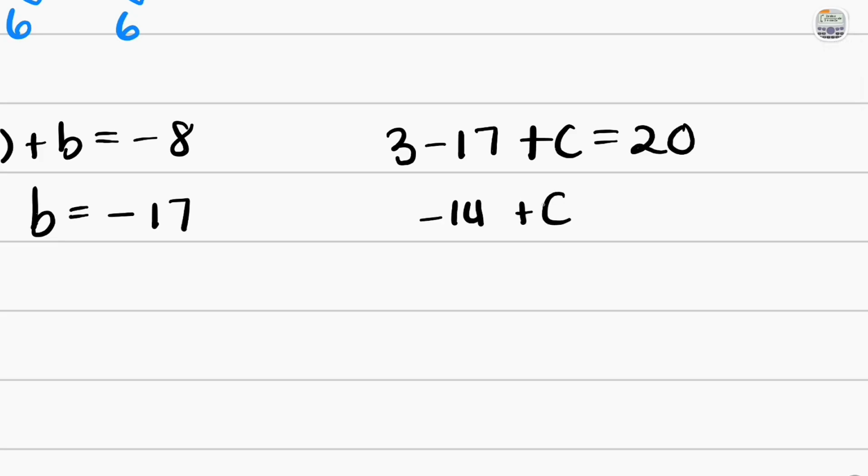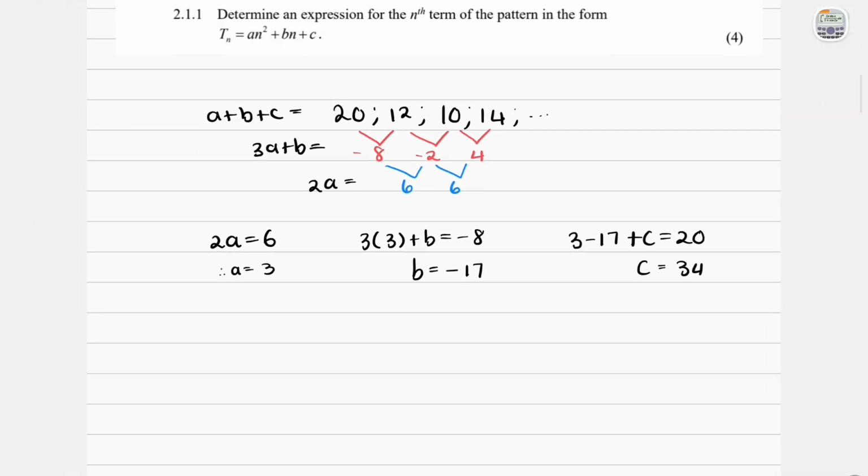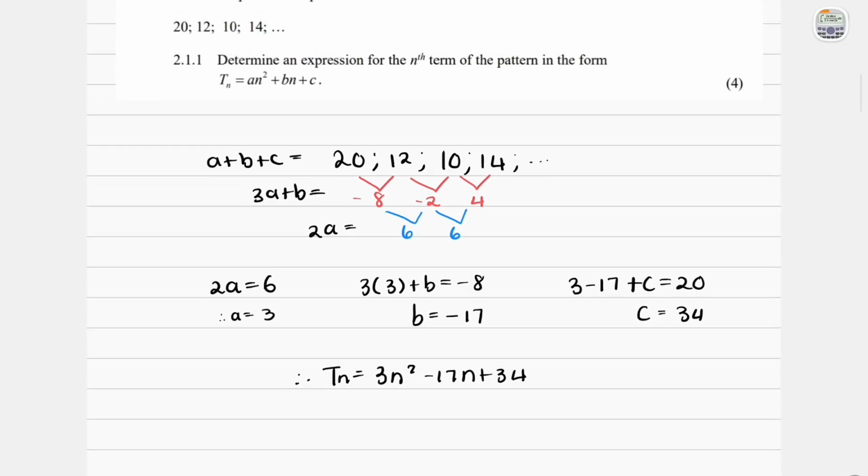So we're saying positive c is equal to 20, and we can transpose that negative 14. So it becomes positive 14, and we have positive 34. So this means in the form of an squared plus bn plus c that tn is equal to 3n squared minus 17n plus 34. And that is our answer. Moving on to the next question.